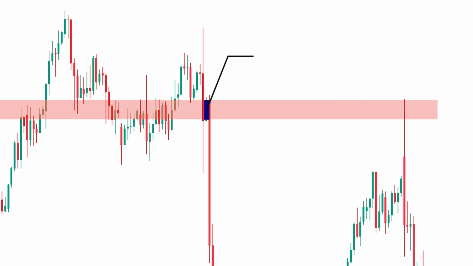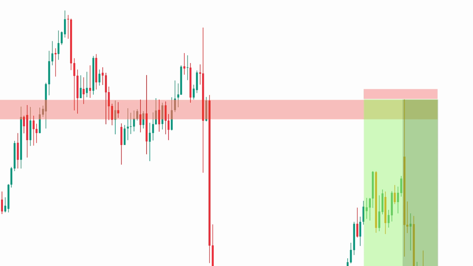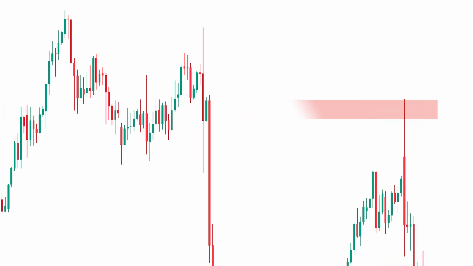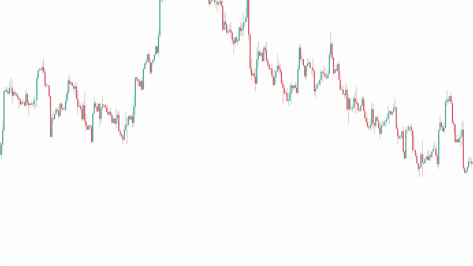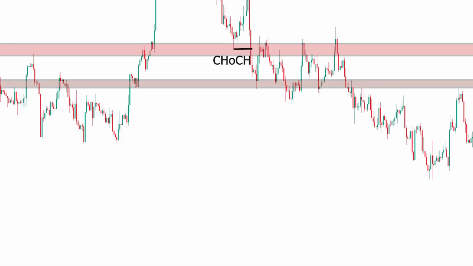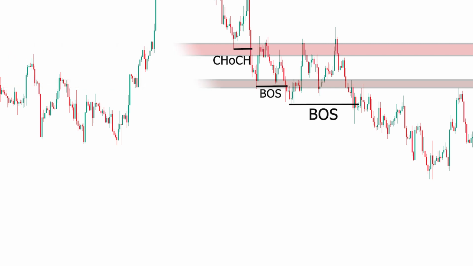If you want to set up with an insane risk-to-reward ratio, you need to stop looking at basic lines and start trading demand to supply flips. In this video, I'm going to show you exactly how to spot the only flip that actually matters for institutional traders and how you can ride their wave for maximum profit.